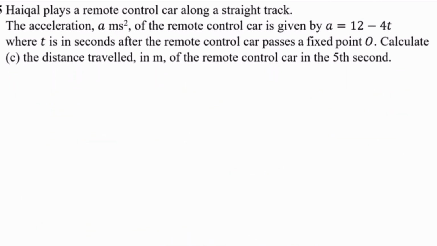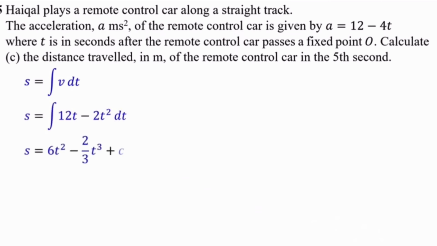Now let's proceed to see the distance traveled in meter of the remote control car in the 5th second. In the 5th second, so we need to find s5. We have to have the displacement function, so we have to integrate the velocity to get the displacement function. So integrate 12t minus 2t squared dt, we will get 12t squared over 2 minus 2 over 3 t cubed plus c. Then we will solve the c.